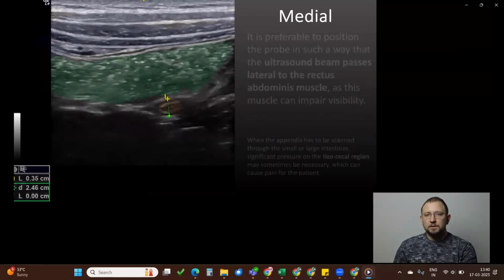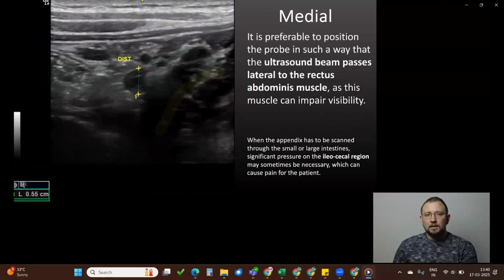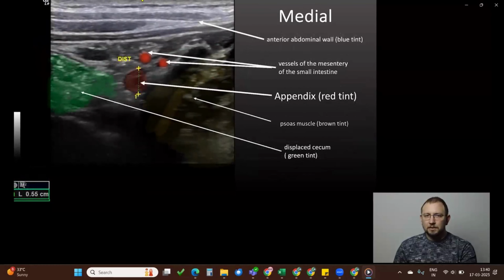It's preferable to position the probe in such a way that the ultrasound beam passes laterally to the recto-abdominal muscles, as these muscles can impair visibility. When the appendix has to be scanned through the small or large intestines, significant pressure on the ileocecal region may sometimes be necessary, which can cause pain for the patient.